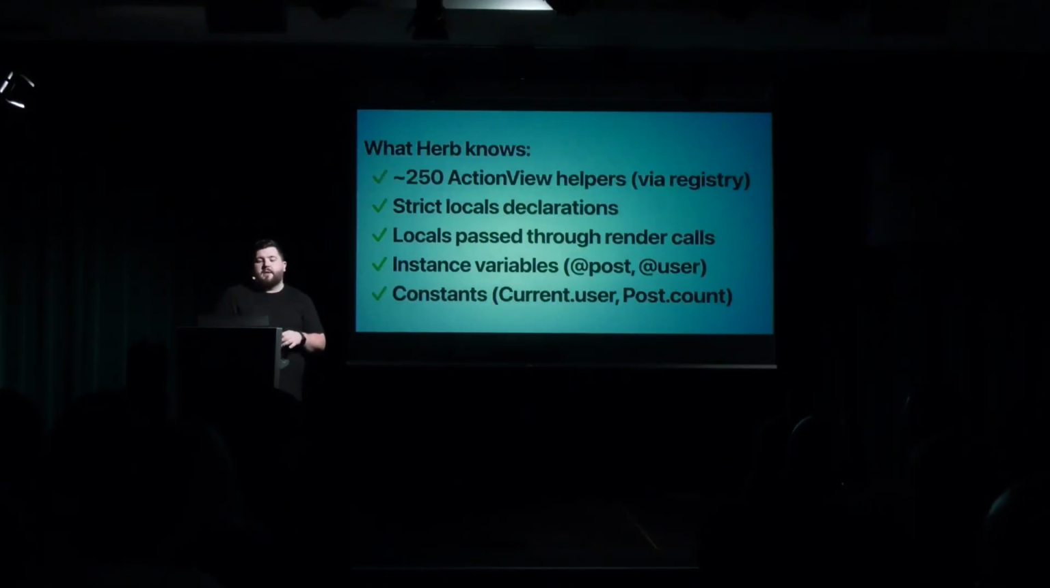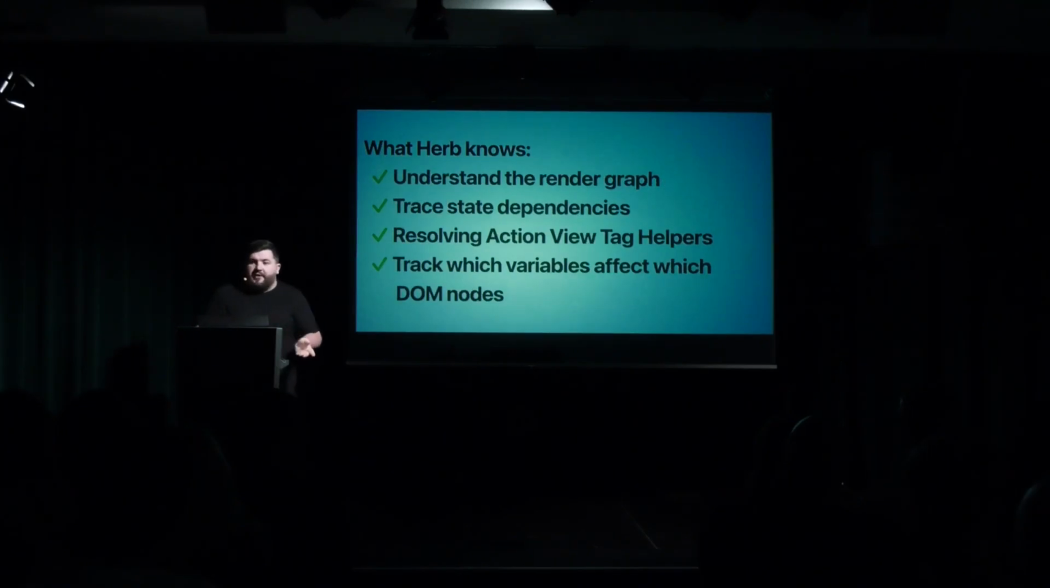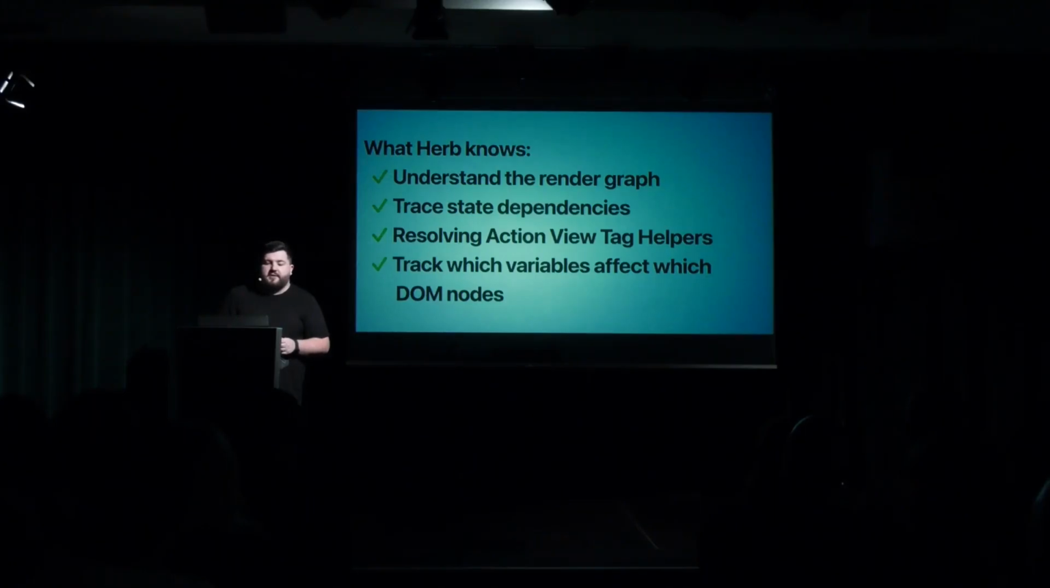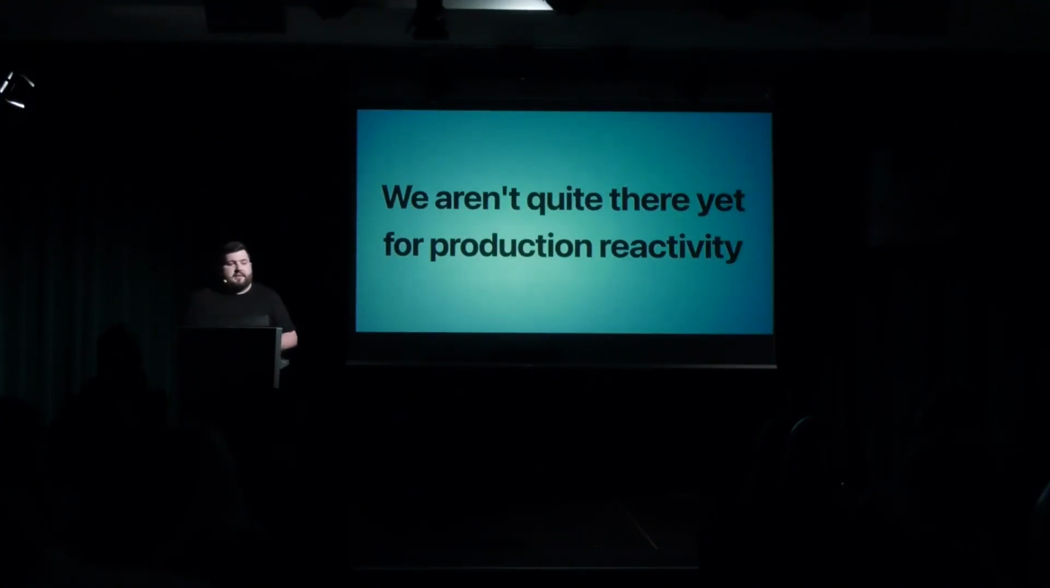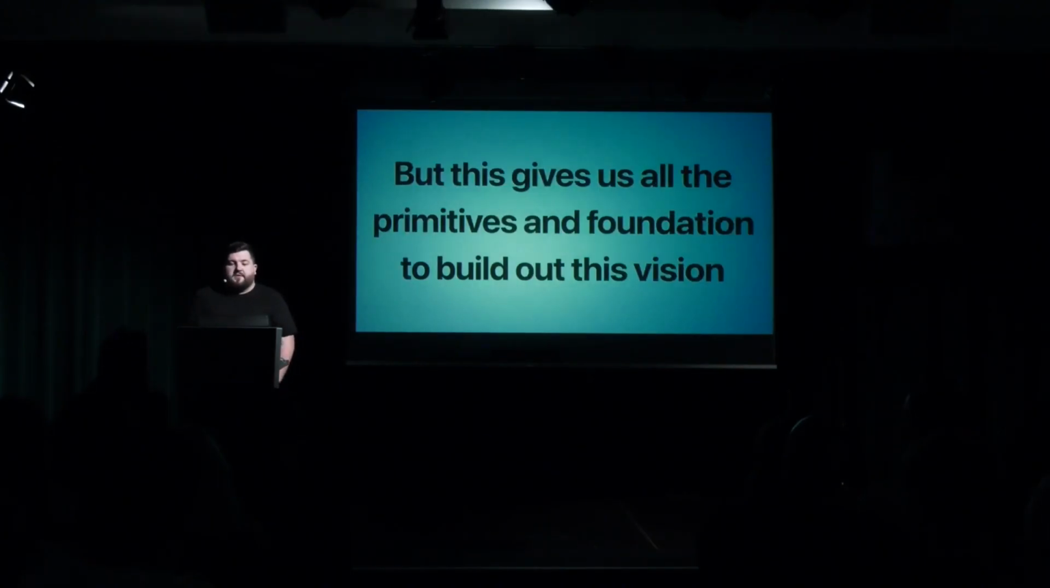We have all these static analysis tools now for knowing about the ReActionView tag helpers, about the strict locals, about this render graph and all the locals that are being passed through the render calls, and all these references in your view files. You can understand the render graph, you can trace these dependencies, you can resolve these action tag helpers, and it also knows now which DOM nodes need to be affected whenever something changes in the template. But yeah, we aren't quite there yet, so this is the foundation that we have now to build on top of. But this gives us all the primitives to make this vision happen.